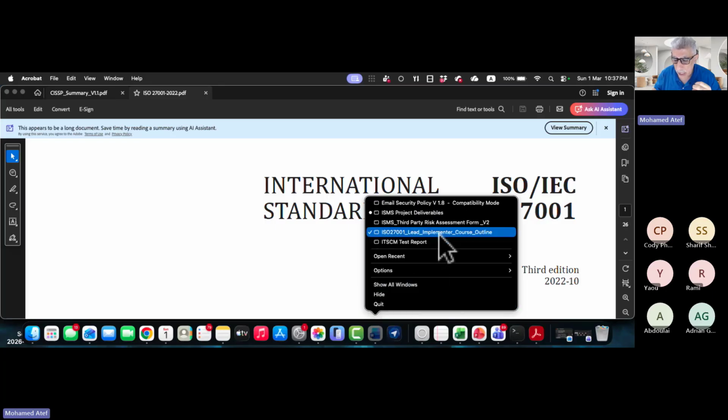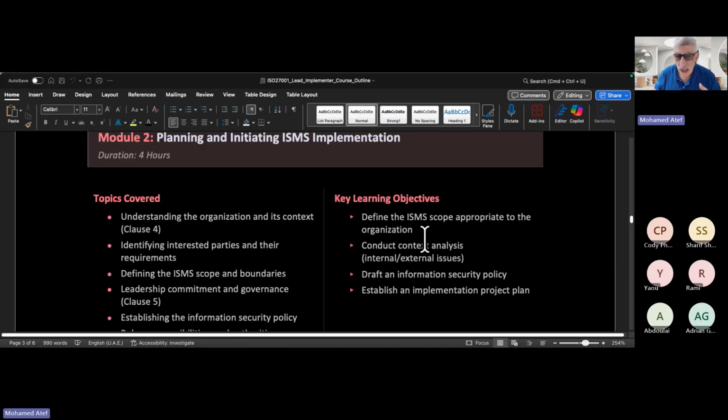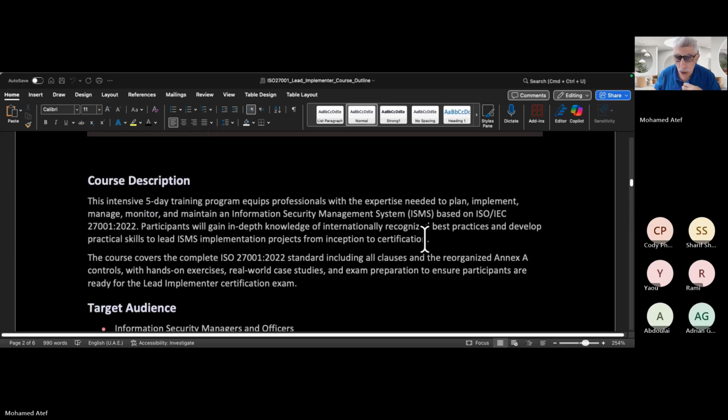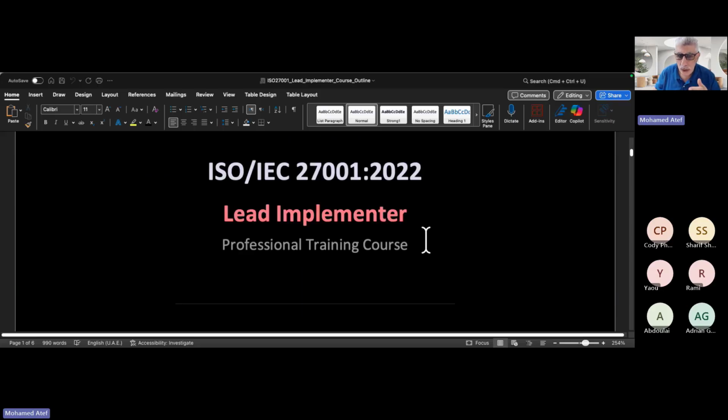But the way we will keep it enjoyable, and you will get benefit from this training, is to try to work as per use cases or real scenarios. So the way we designed the training is to teach you about ISO 27001, but in a practical way.